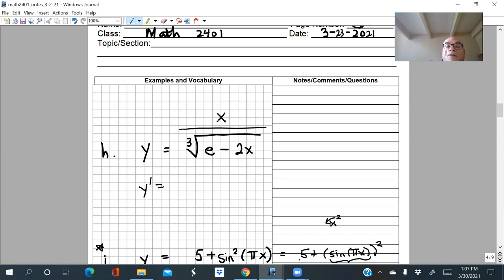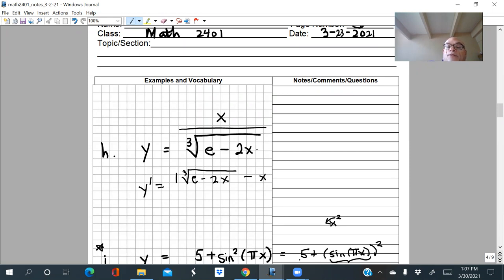So remember, in the quotient rule, you take the derivative of the top first times keep the bottom. The derivative of x, though, is 1. So that's nice. And then you just keep that bottom, which is cube root of e minus 2x. Remember, e is the constant e, so this is a number. This isn't a variable. That's approximately 2.718, right? It's similar to pi. It's a famous irrational number.